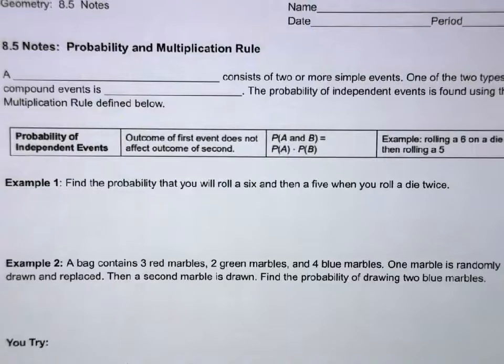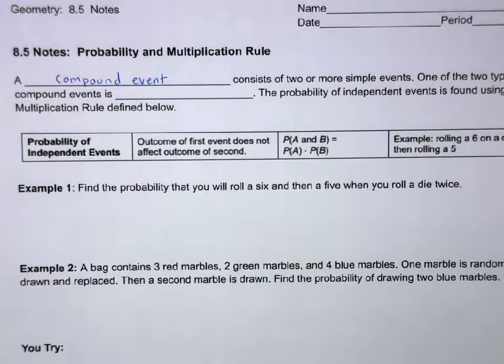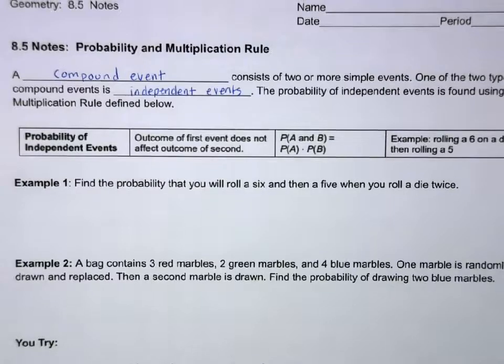In today's video, we're going to go over probability and the multiplication rule. A compound event consists of two or more simple events. There are two types of compound events. The first one is independent. Independent events are if the outcome of the first does not affect the outcome of the second.